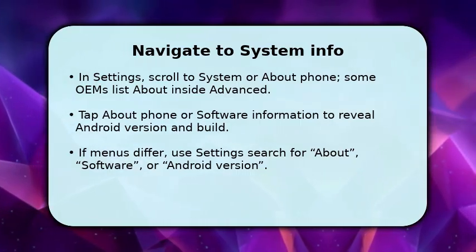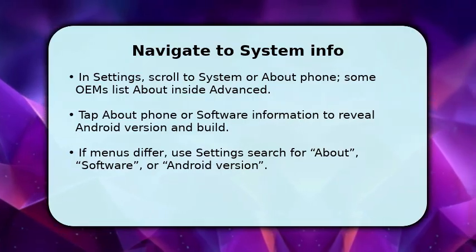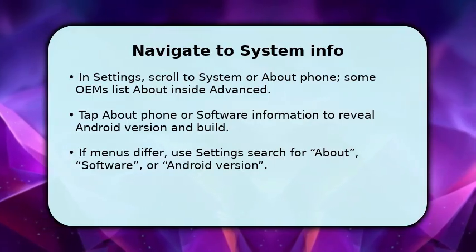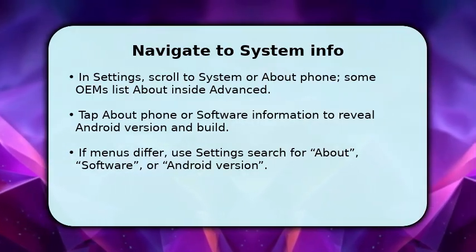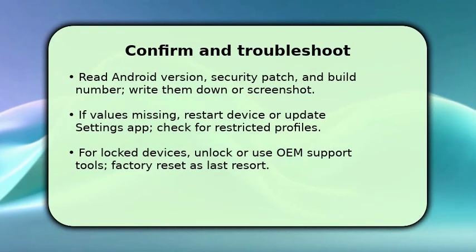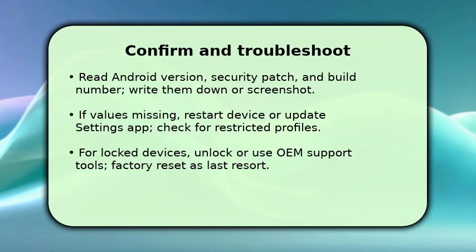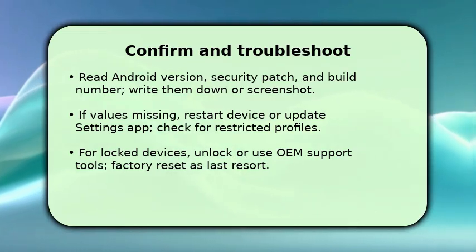If the menu structure differs, use the Settings search box and type About, Software, or Android version to jump straight to the right screen quickly and reliably. You finish by confirming the Android version, security patch date, and build number. Take a screenshot or jot them down for later reference.